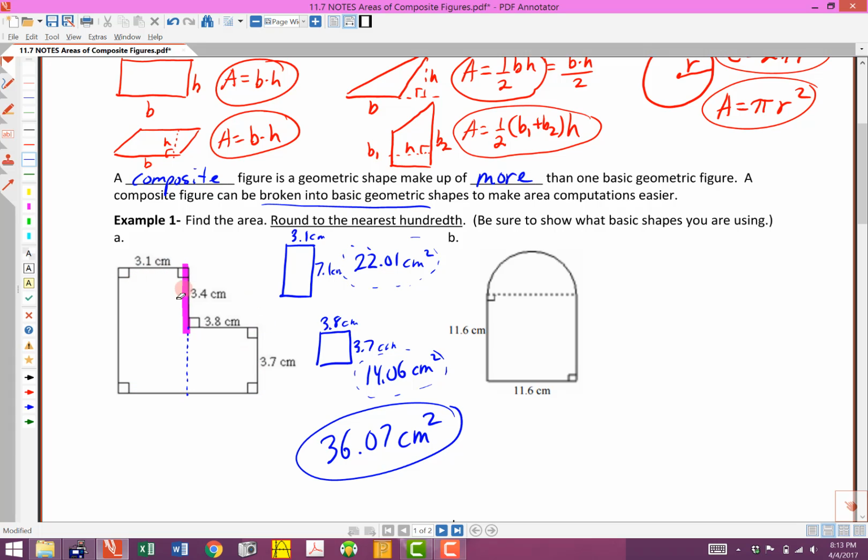Now, I said we'd come back and take a look at this a couple different ways. That's the way I chose to break it up on this particular one, but there are a couple other ways to do this. You may have seen this. Well, hey, can't we do this?